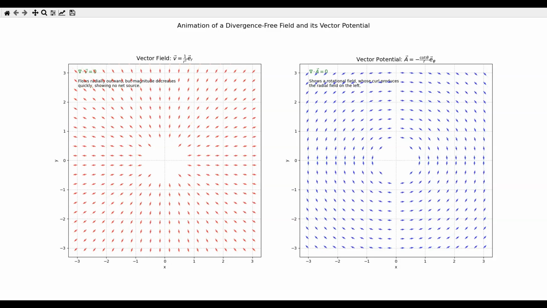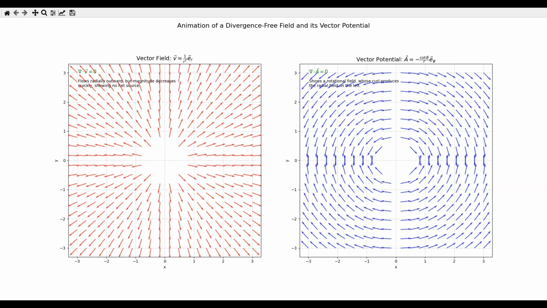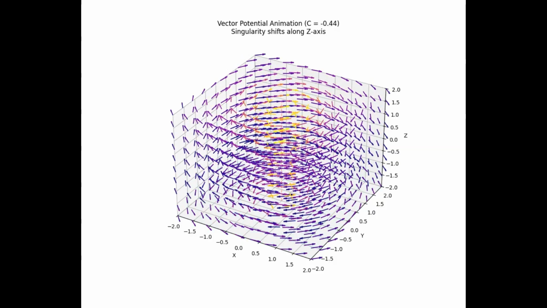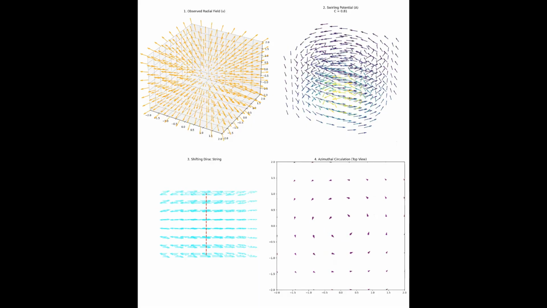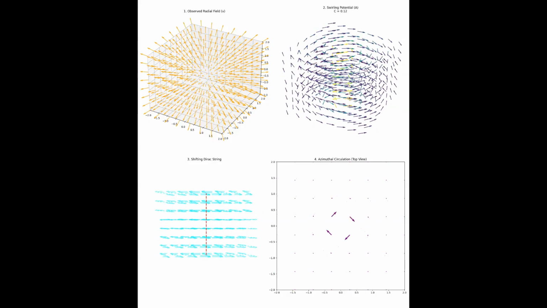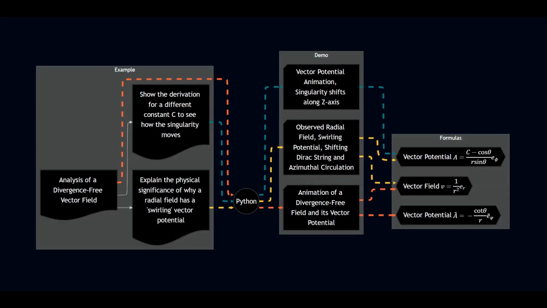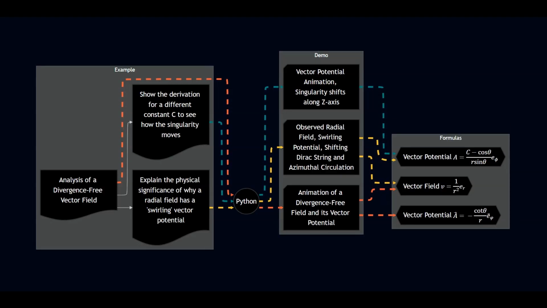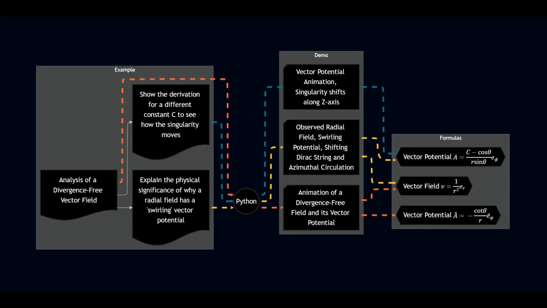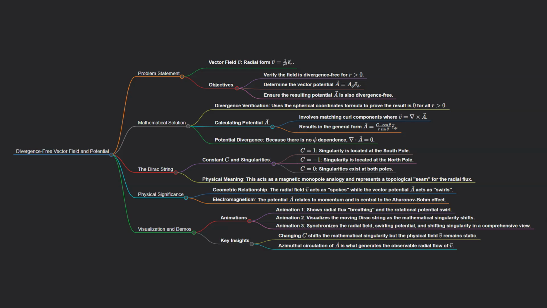The hidden swirl. To understand where this outward flow comes from, we look at an underlying potential field. This hidden field doesn't point outward at all. Instead, it swirls in a purely rotational pattern around a central axis. This relationship is much like a vortex. The twisting motion of the potential is the actual source that gives rise to the outward spray of the radial field.